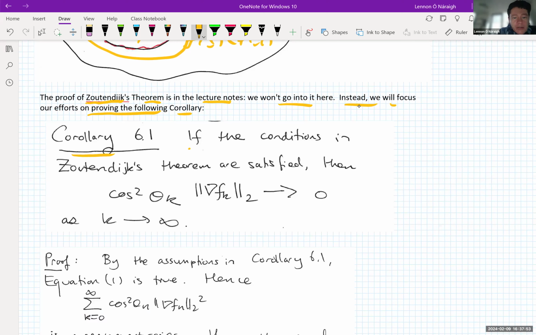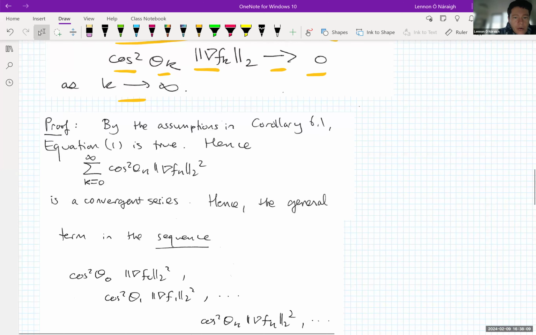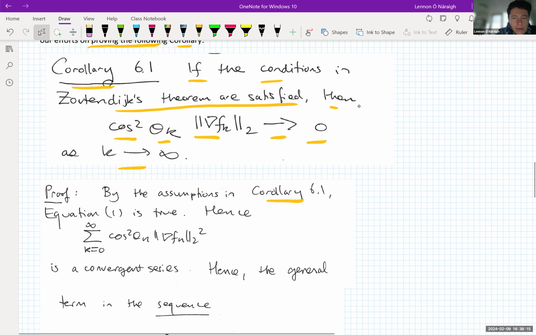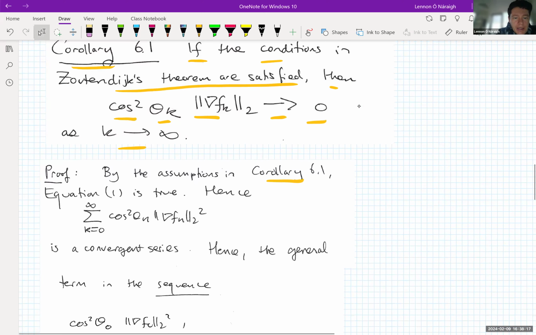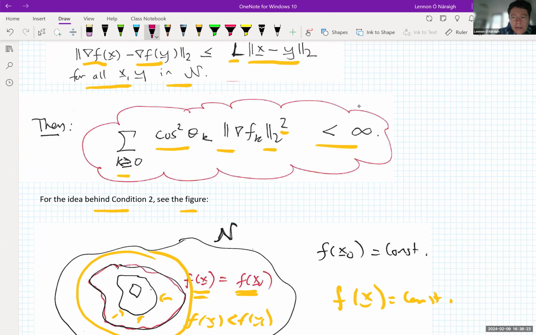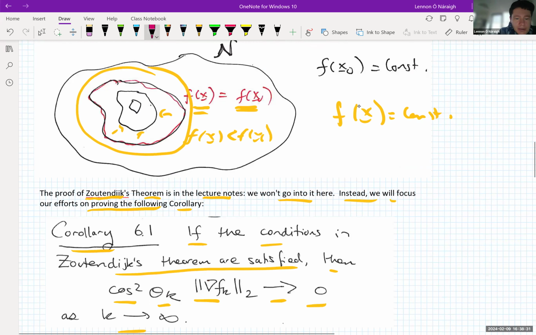The corollary says that if the conditions in Zoutendijk's theorem are satisfied, then cos squared theta k times the L2 norm of grad f tends to 0 as k goes to infinity. And the proof is as follows. By the assumptions in corollary 6.1, in other words, the conditions in Zoutendijk's theorem, we have that this equation, bounding this particular sum, is finite. That would be our equation 2.